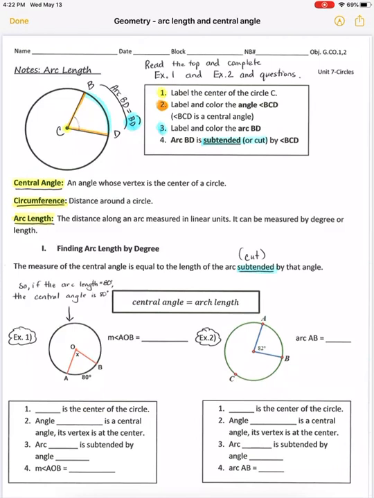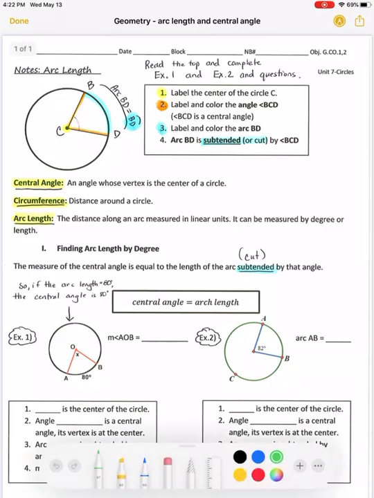If you look at the picture up here at the top, we are looking at this piece right here. It's kind of like a piece of cake or a piece of pie, and that is called a sector in a circle. But it's basically, like I said, a piece of pie or a piece of cake.